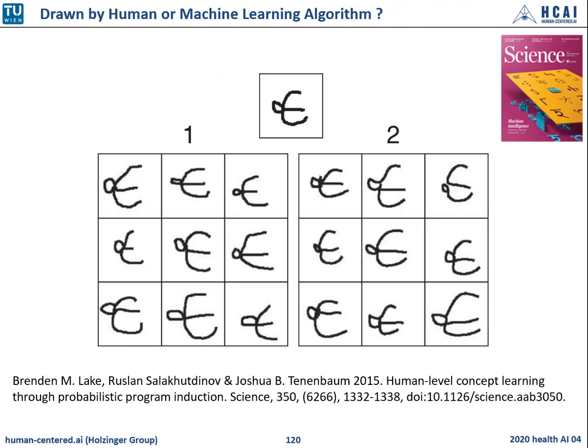Okay, my question to you now: which of these was written by a human and which one was drawn by an algorithm? So which one is from the machine, 1 or 2? Yeah, maybe you have guessed correctly. It is 2. You just have to believe me, or better, the authors of this paper.